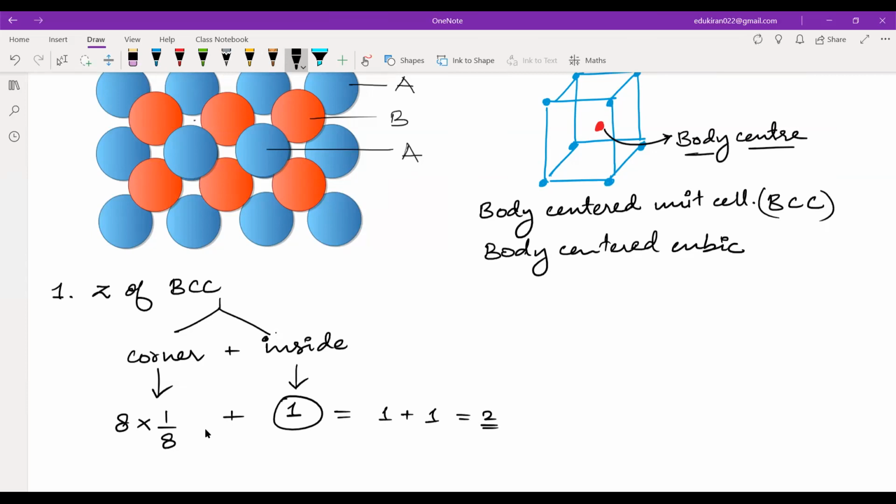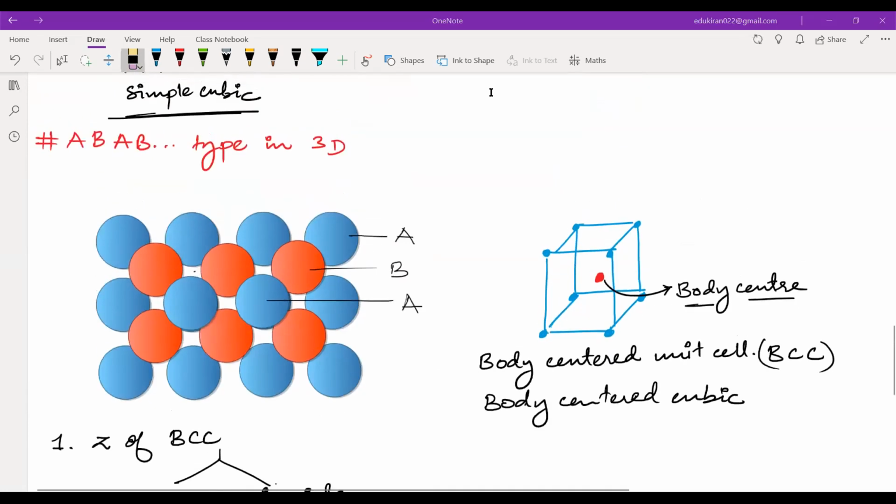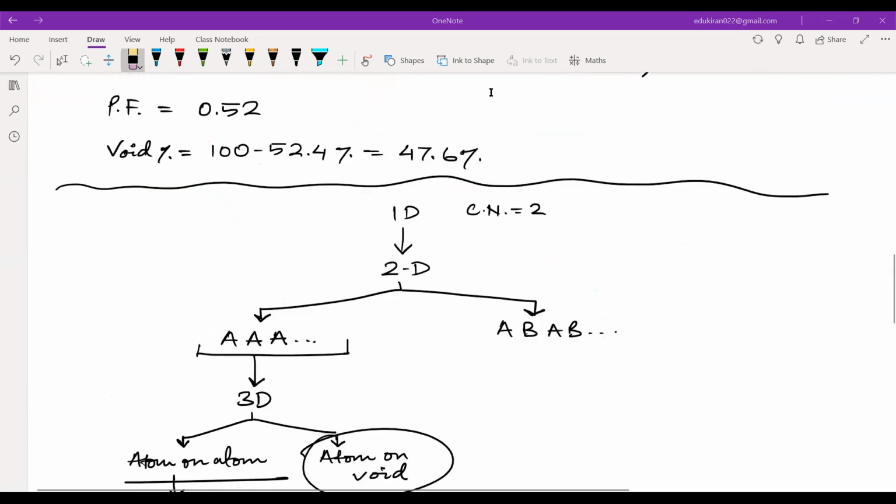All of you understand this, na? All of you understand why this is 1? Okay, thank you very much. So Z is equal to 2. Next, what do we have to find? The relationship between A and R.